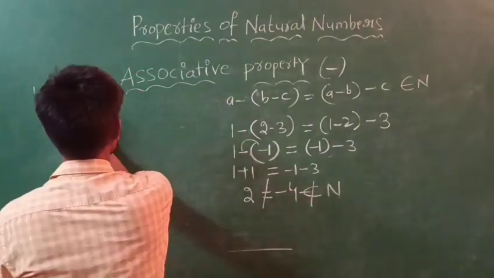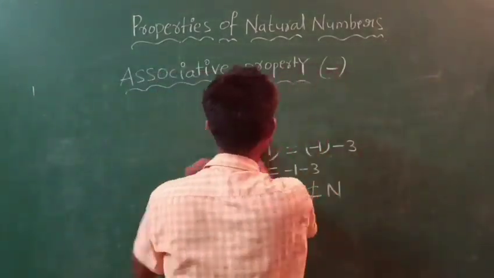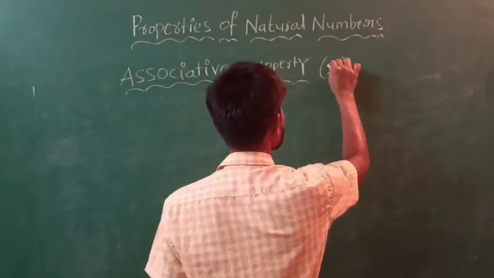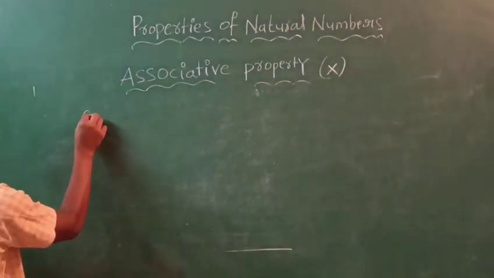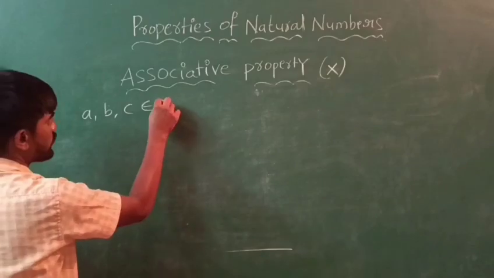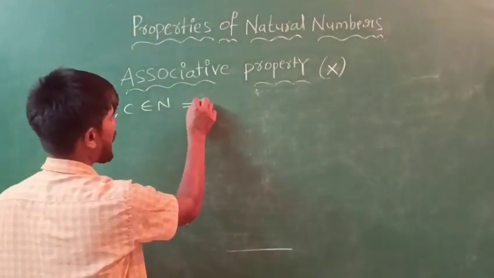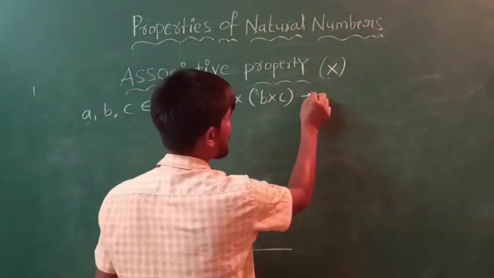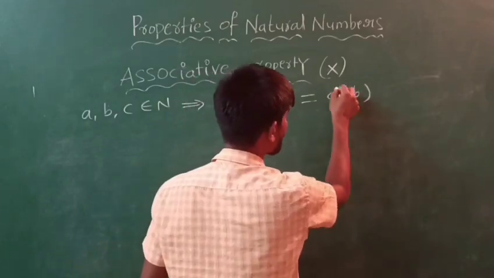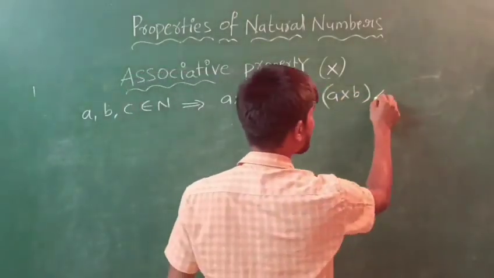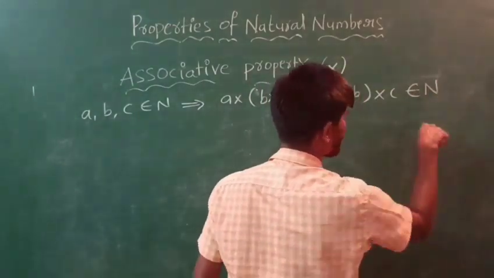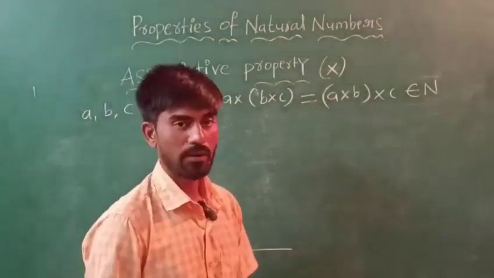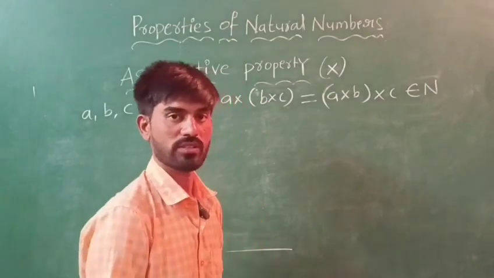The next property, associative property under multiplication. Now we are going to check if it is satisfied or not. This is multiplication. Here small a, b, c belong to natural numbers. That implies a into (b into c) equals (a into b) into c, and these results also belong to natural numbers. If this condition is satisfied, the associative property under multiplication also follows this rule.